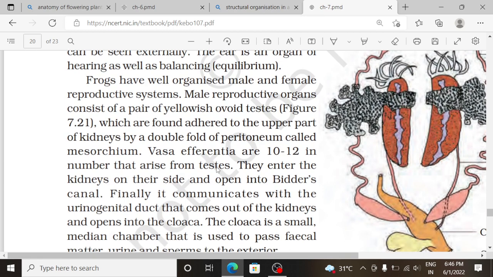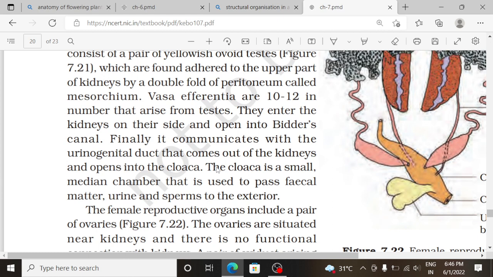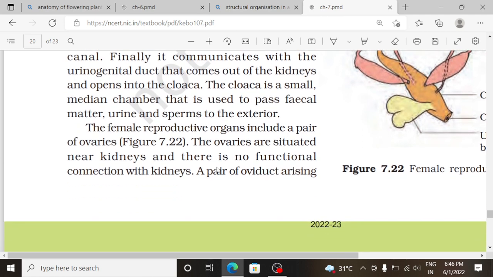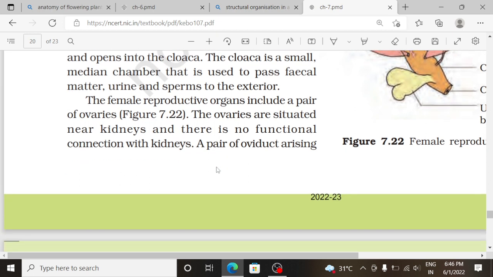Frogs have well organized male and female reproductive systems. Male reproductive organs consist of a pair of yellowish ovoid testes which are found adhered to the upper part of kidneys by a double fold of peritoneum called mesorchium. Vasa efferentia are 10 to 12 in number that arise from testes. They enter the kidneys on their side and open into Bidder's canal. Finally, it communicates with the urinogenital duct that comes out of the kidneys and opens into the cloaca. The cloaca is a small median chamber that is used to pass fecal matter, urine and sperms to the exterior.